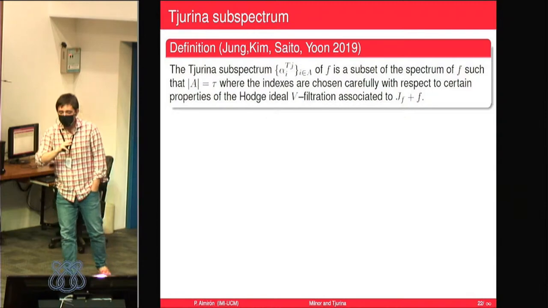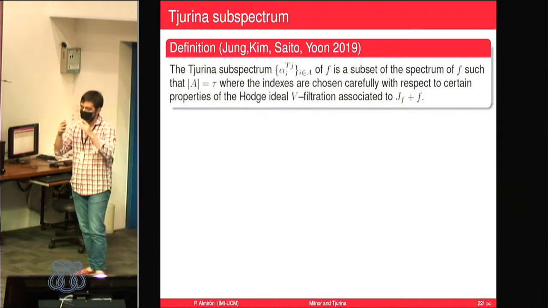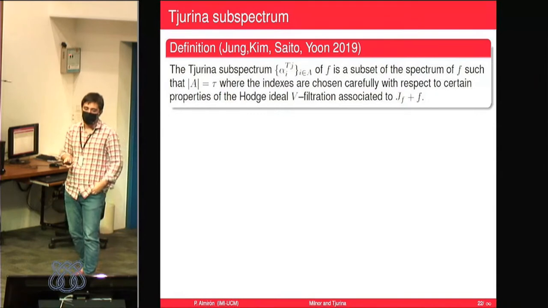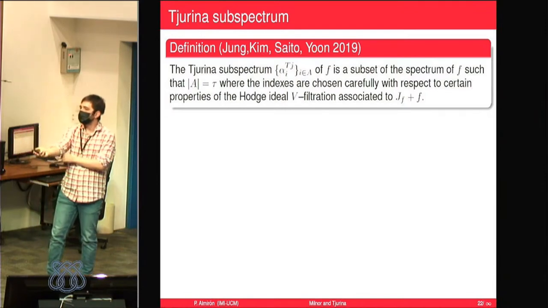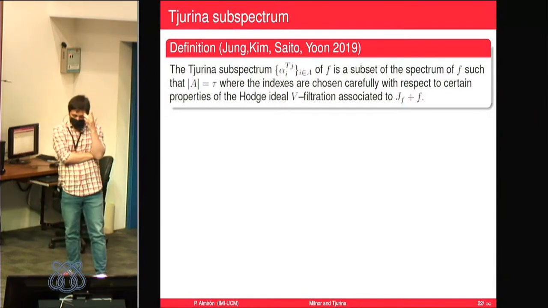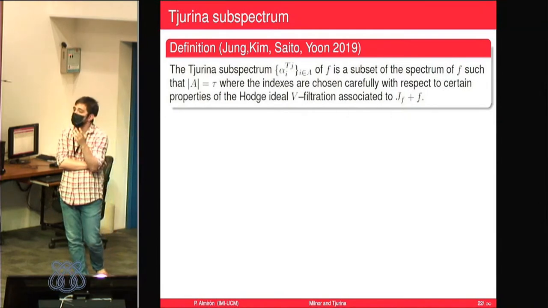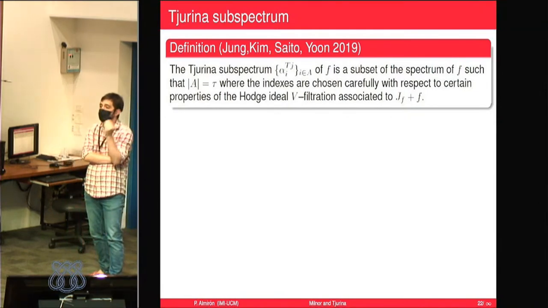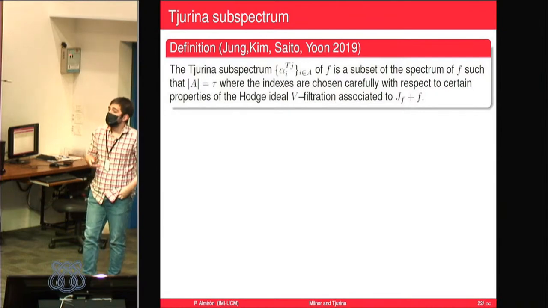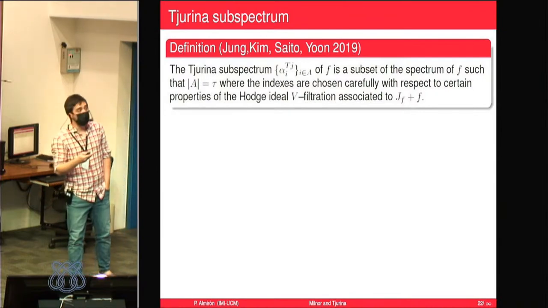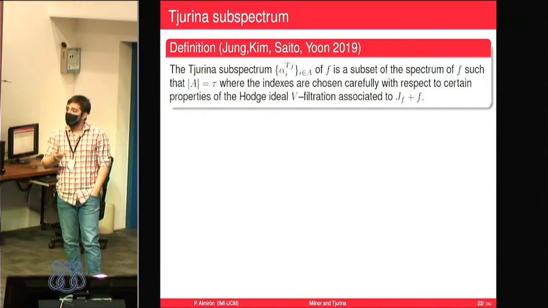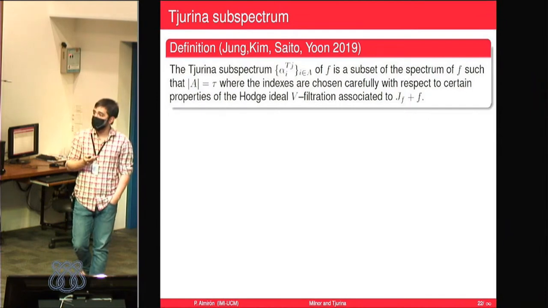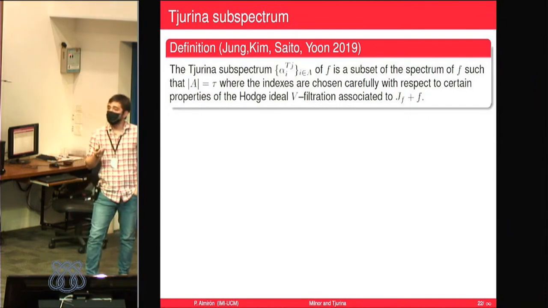The correct definition is very technical, because you need to work with several things. Essentially, you need to work with Hodge ideals and the V-filtration. But the important thing is that this is a subset of the spectrum of the singularity. And recall that, as I told you, the spectrum of a singularity has very nice properties with respect to the Thom-Sebastiani case, because in the Thom-Sebastiani case it can be expressed as the sum of the spectral numbers. So a natural question is: does the Tjurina subspectrum satisfy a condition like this?